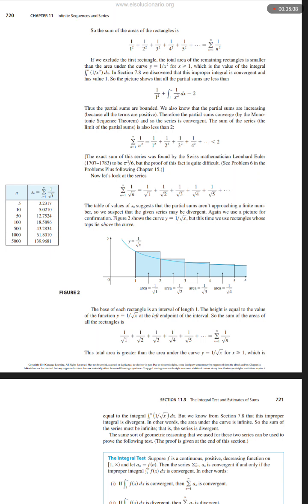Again, we use a picture for confirmation. Figure 2 shows the curve y equals 1 over the square root of x, but this time we use rectangles whose tops lie above the curve. y equals 1 over the square root of x.